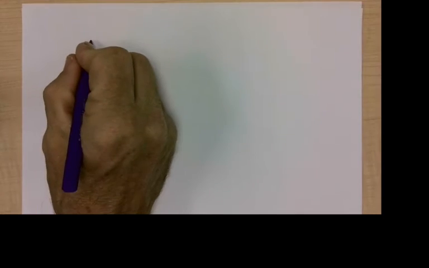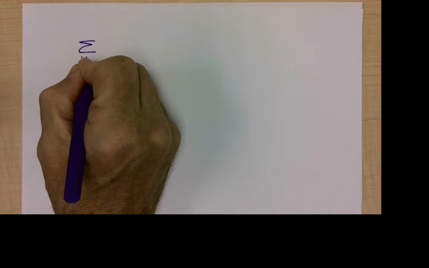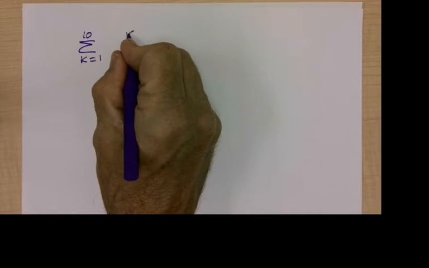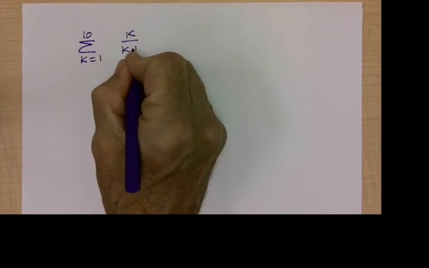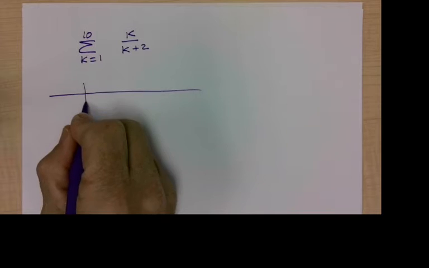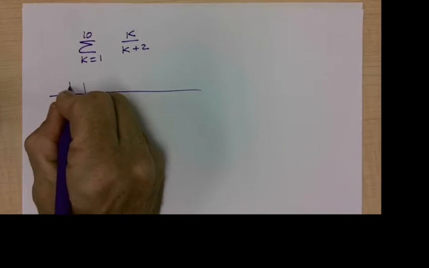So we will take a look at this notation. If I have the sum as k goes from 1 to 10 of k over k plus 2, what does that mean? Well, we can make a table and see what we get.